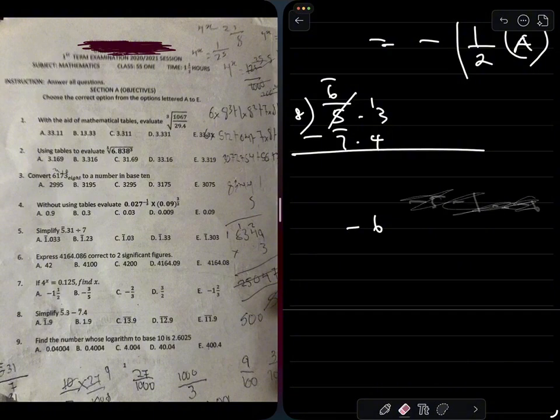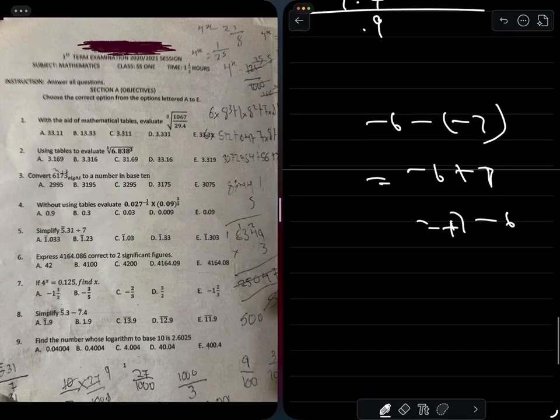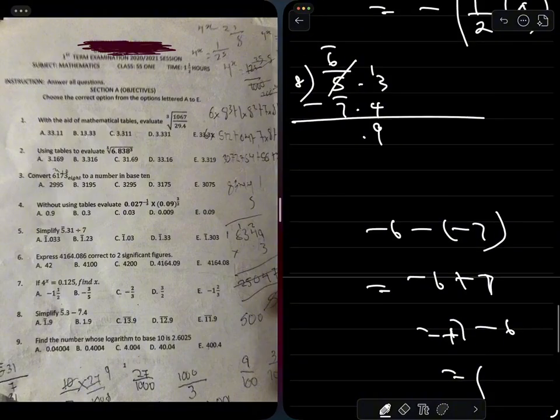Do you understand? Are you sure? So that means put that one here, that's 13. 13 minus 4 is 9. Bar 6 minus bar 7, which is minus 6 minus minus 7. And that's minus 6 plus 7, which is the same as 7 minus 6. That's 1. Exactly. So that's bar 1.9. What's the option that matches that? B.